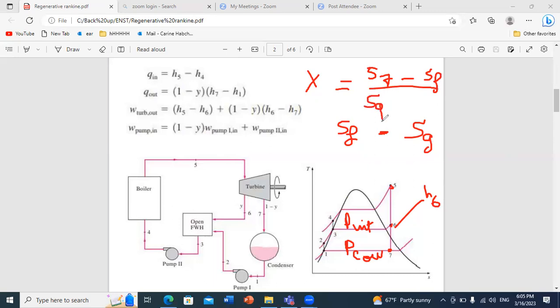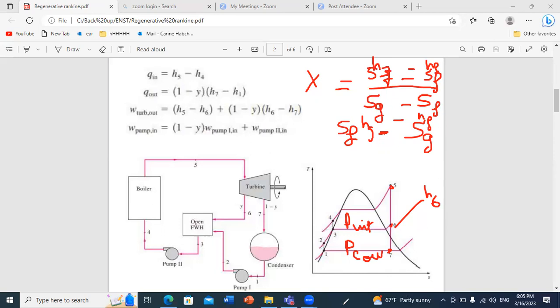And once you know the quality, you can find all other properties like enthalpy, for example. Here, you are interested in getting the enthalpy at 0.7. So you can apply this relation: H7 minus Hf over Hg minus Hf is equal to X. And since you have X, you get H of 0.7. So this is the procedure to find enthalpies of all points.